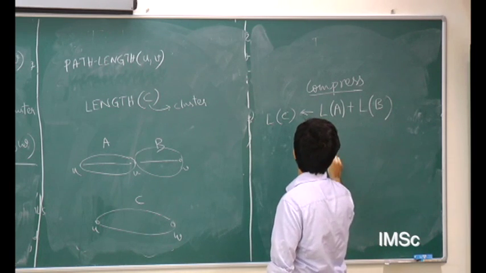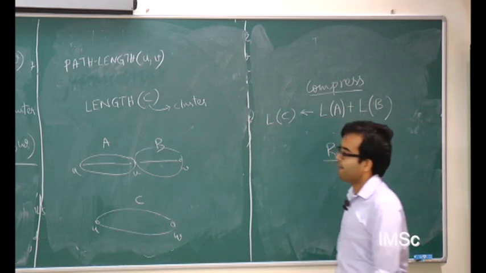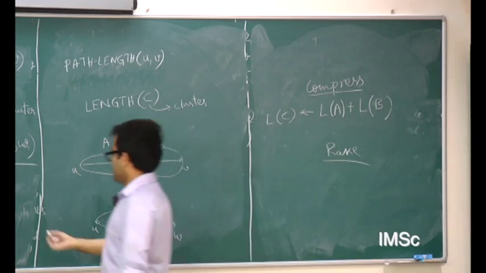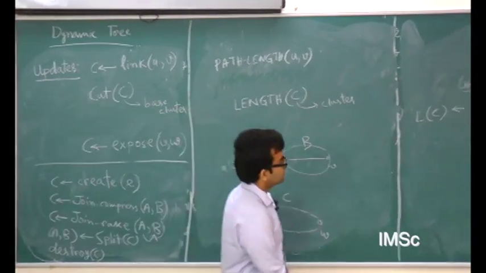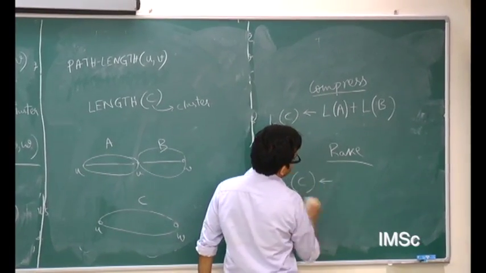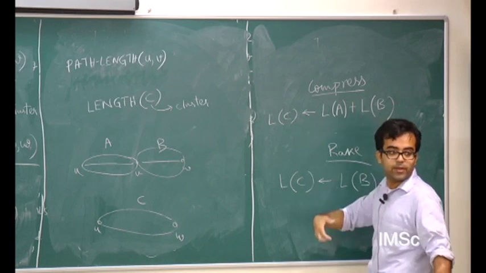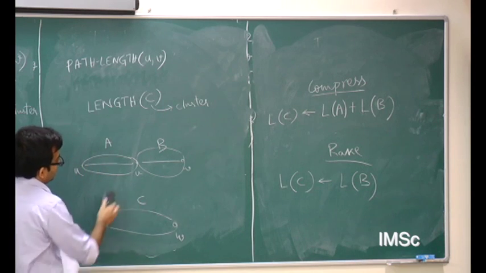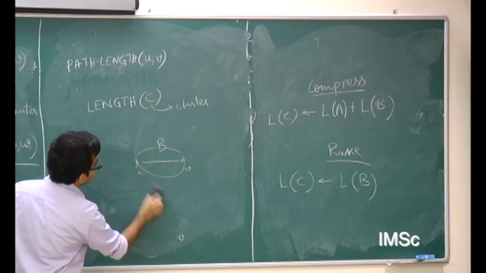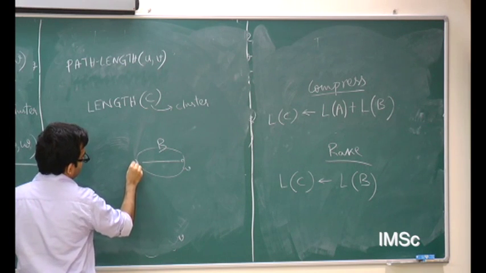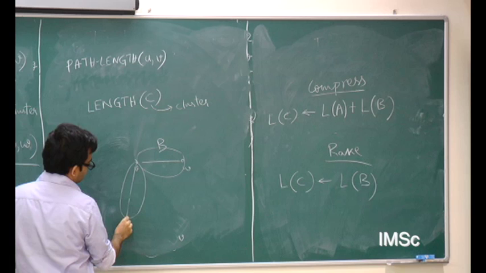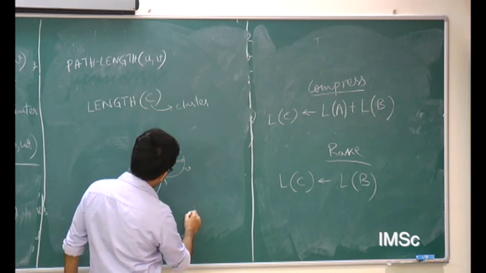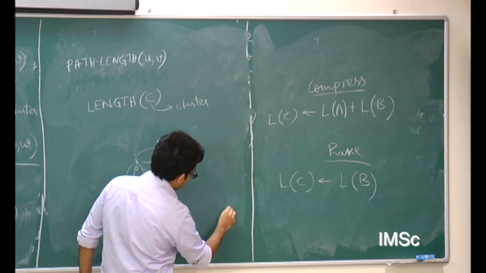For rake, what will it look like? Anybody? Yes. So, rake basically means A is raked into B. So, you can see that we will just say LC is equal to LB, right, because the boundary of C will be the boundary of B. So, rake looks like this. This is B here, U, this is A. So, U was degree 1, you raked it, and the new cluster C is this after the rake.